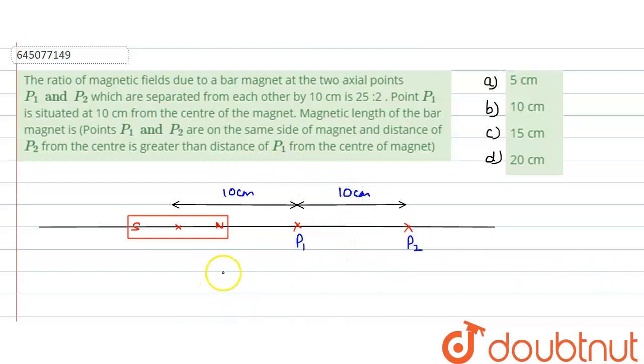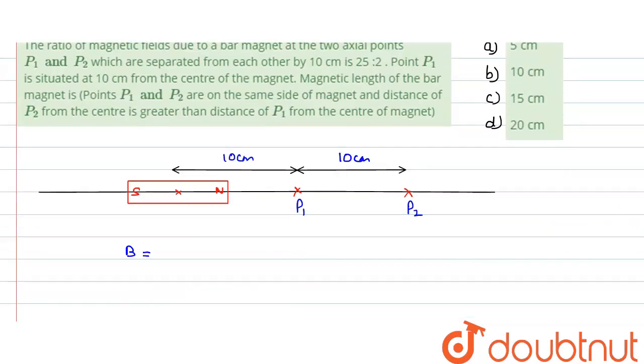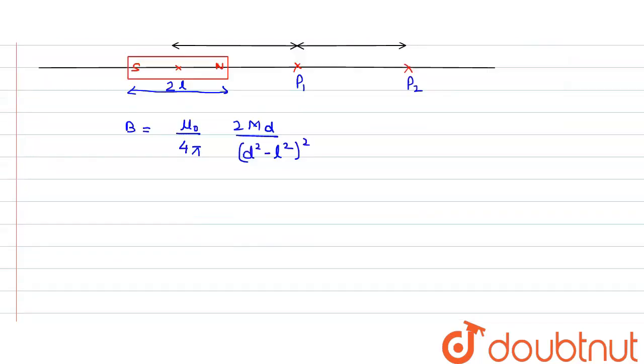Now we can simply write what is the magnetic field on the axis of this bar magnet at the axial location. So its value would be equal to mu naught by 4 pi, 2Md divided by (d square minus L square) whole square, where M is the magnetic dipole moment. Now d is the distance at which we need to find the magnetic field. What is L? L is the half length. So total length of the bar magnet would be equal to 2 times the half length. Now we can just apply the magnetic field.